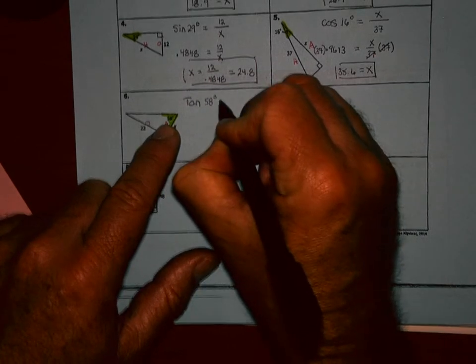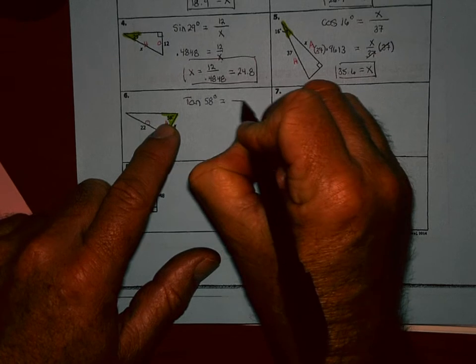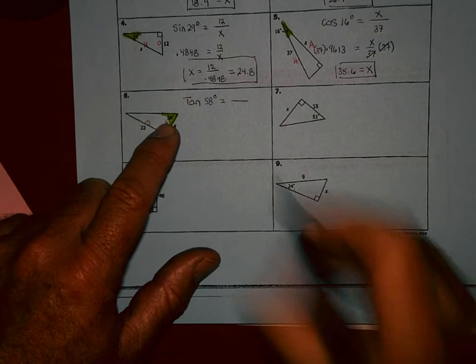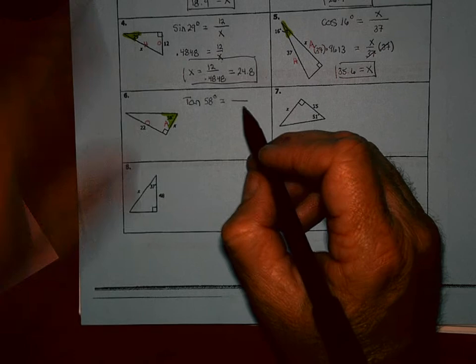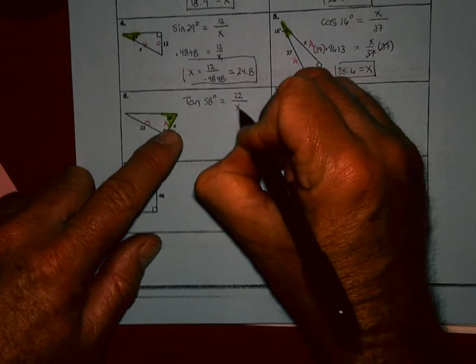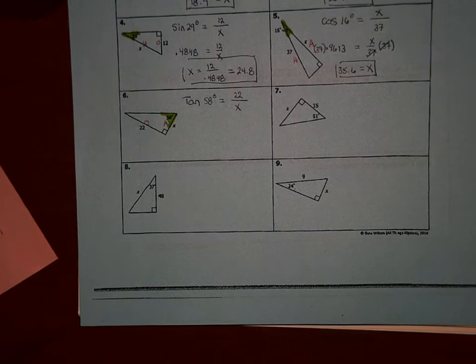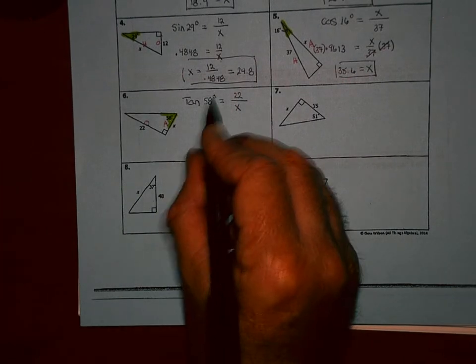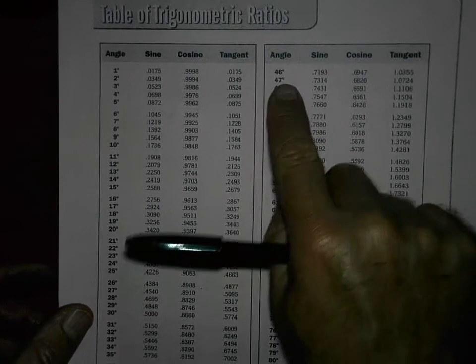Put an equal sign, and to the right of the equal sign, we're going to set up our ratio, our fraction. Opposite leg is 22 over the adjacent leg, which is x. So there's my equation for number 6. Now I'm going to convert a 58-degree angle for tan into a decimal, and I refer to my table that I gave you. And this table, if you lose it, it's available online.